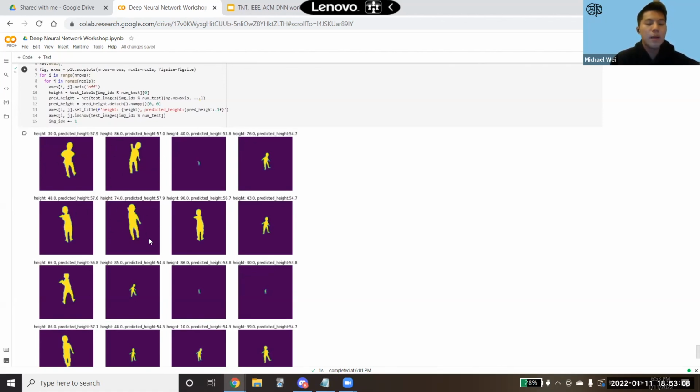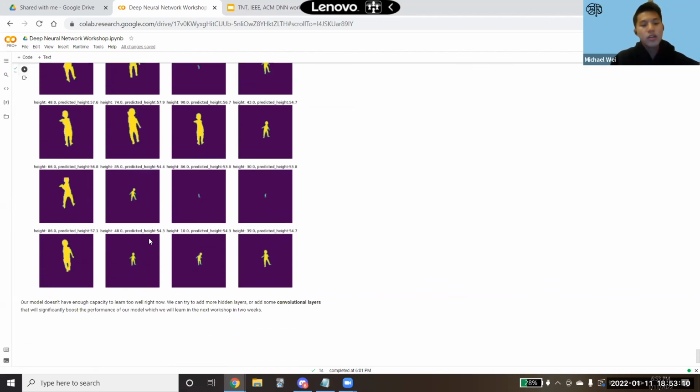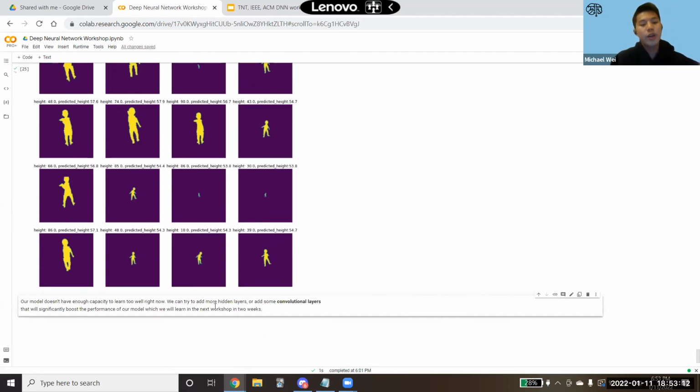It's because we simply cannot use a DNN alone to learn images. It's not powerful enough. So in the next workshop, we're going to introduce something called the convolutional neural network that will significantly improve the performance of our model. So until the next workshop, I will see you there.